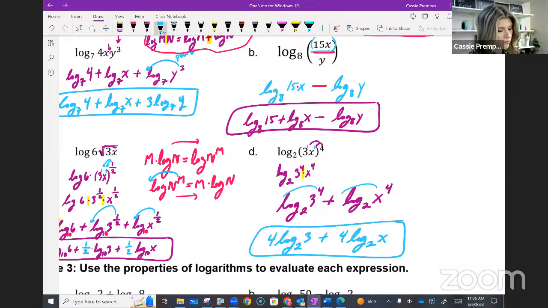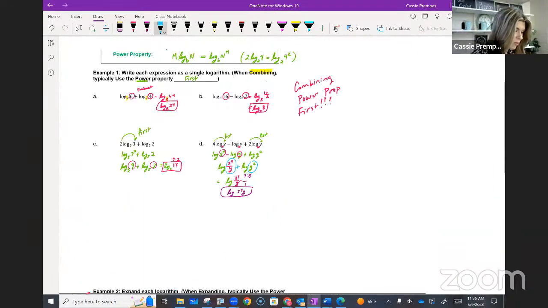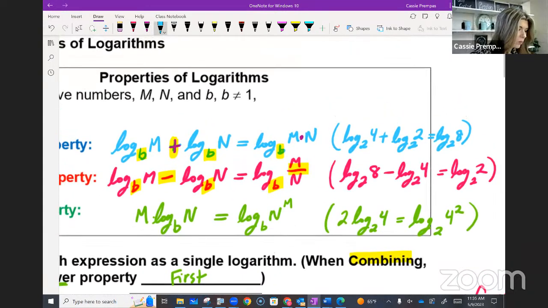Yes, that's important for the rules. So if we go back to the rules, they only work if all the bases are the same. If one was a log base 2 and the other one was blank, it would be a log base 10 and you couldn't use these rules.